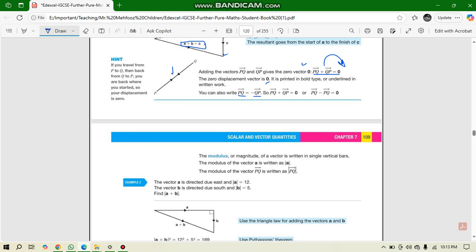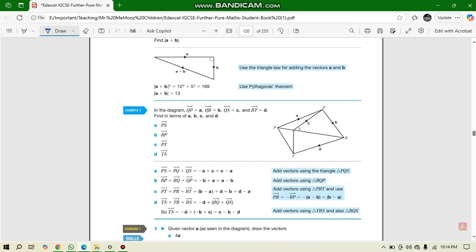The next one is, the modulus or magnitude of a vector is written with single vertical bars, right? The vector A is written in bold form. If we write with a pencil, we use a bar on it. Otherwise, we can also use the bold form. So if we are dealing with the modulus, we use single vertical bars around this vector. The modulus of the vector PQ is written as |PQ| with this sign. Okay, do you have any problem?